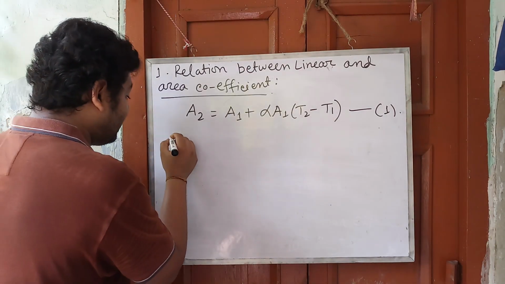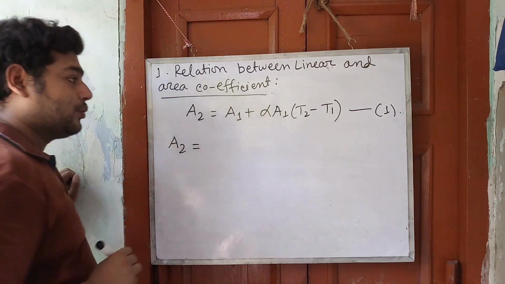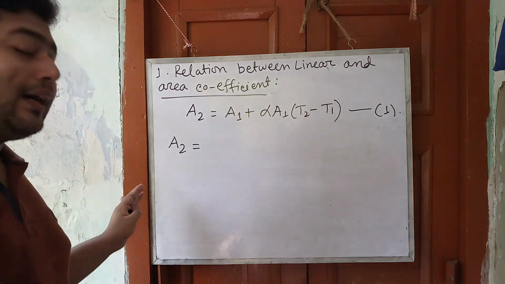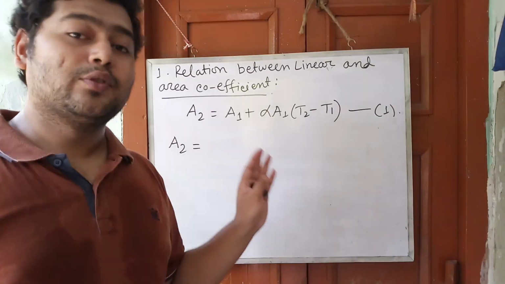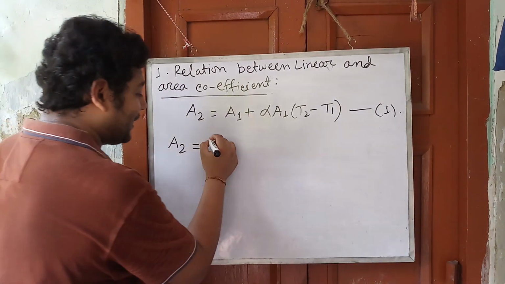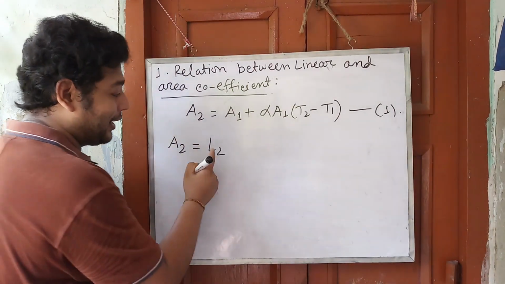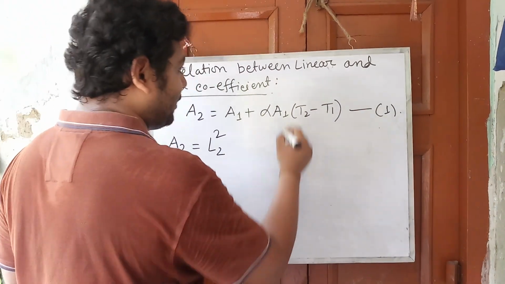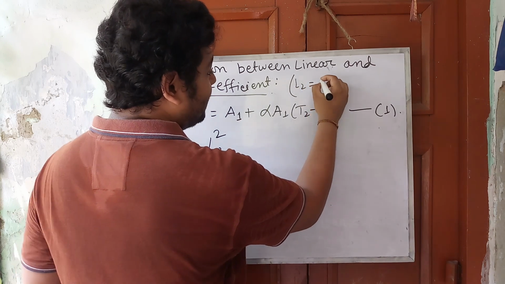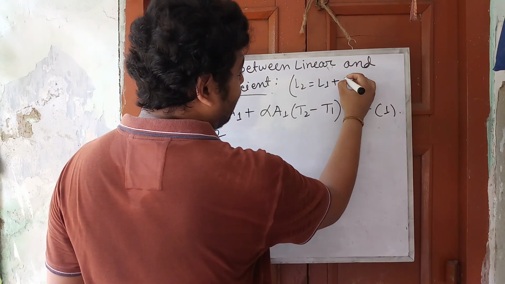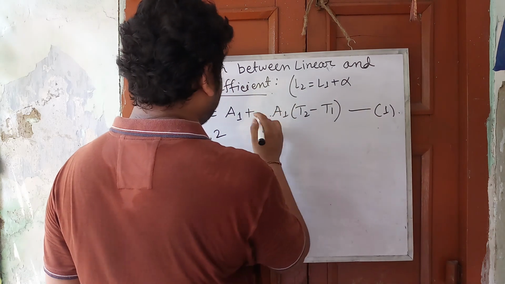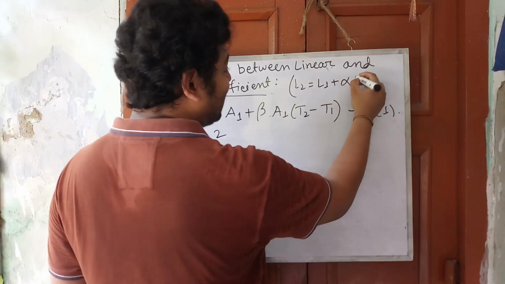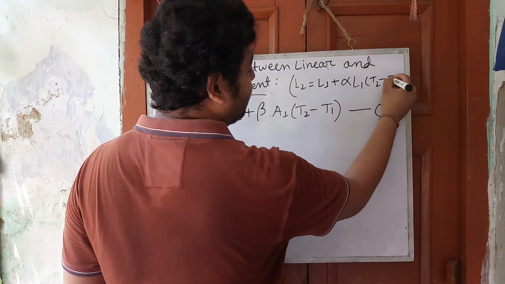So area is the multiplication of two lengths. So for A2 we can write L2 square. Again for L2 we know that L1 plus alpha; for area this is beta. So here L2 equal to L1 plus alpha L1 into T2 minus T1.